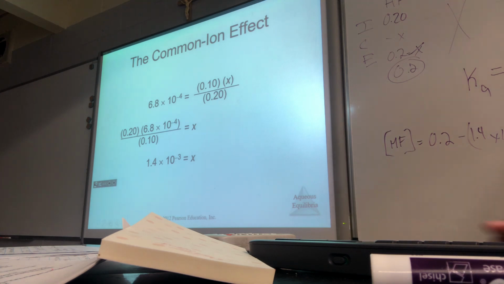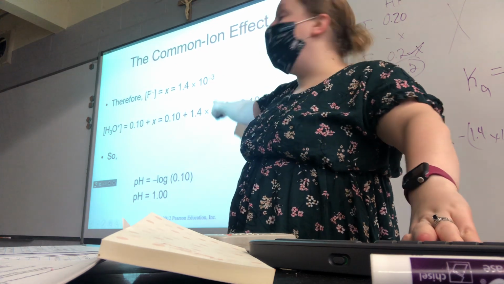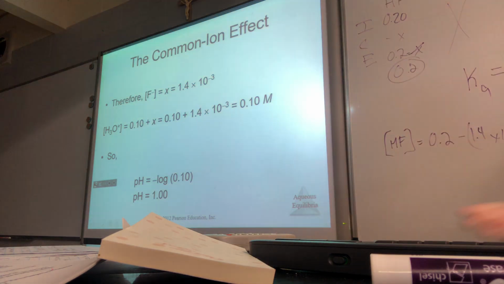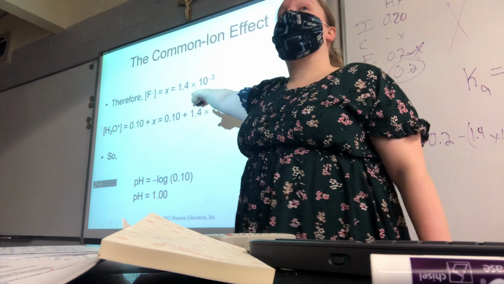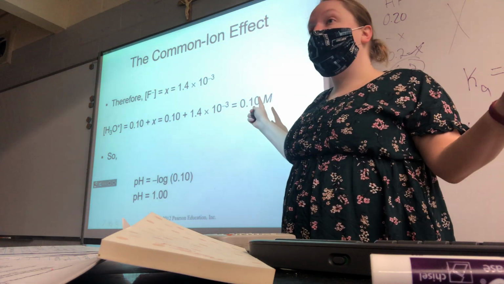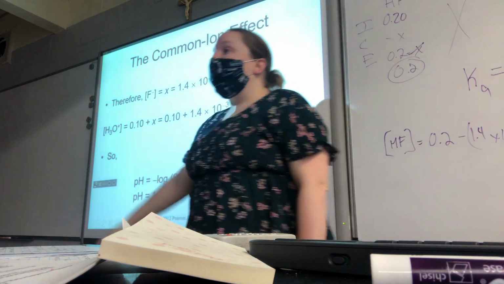Moving on. What was the actual question? What is the pH and what is the concentration of F? So this is the concentration of F, right? What is the pH is the next question. So we're going to take that 0.1 and we're going to use the 0.1 molar. This even demonstrates to you, if we add the x value, it's still basically just 0.1, right? Because remember, it's a small number. So we're going to take the pH of that number and we're going to get a pH of 1.